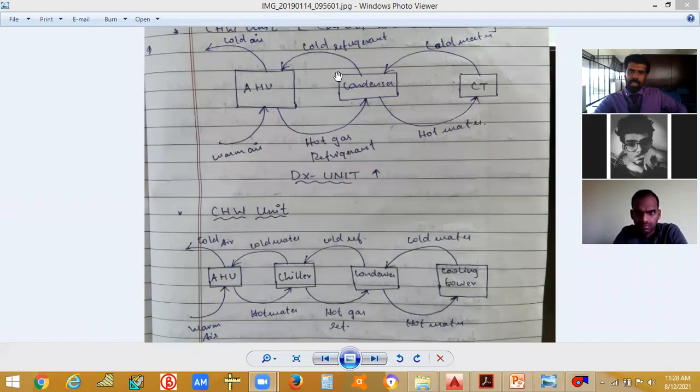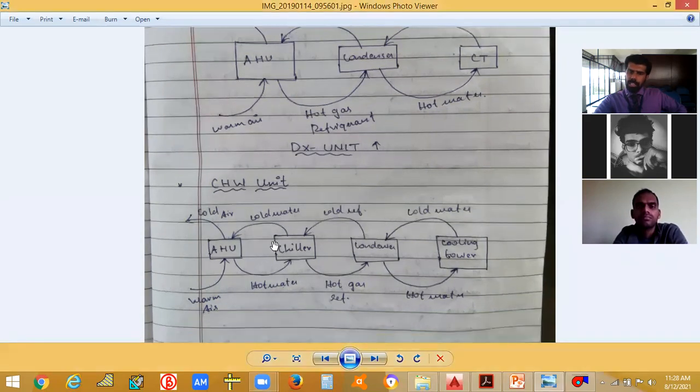Yeah, this condenser means outdoor unit only. In DX unit, this condenser is the outdoor unit. In chilled water, the outdoor unit is chiller. In DX unit, the outdoor unit is known as condenser. In chilled water also the outdoor unit is a condenser, but as the name implies, because of the chilled water, we could call it a chiller.